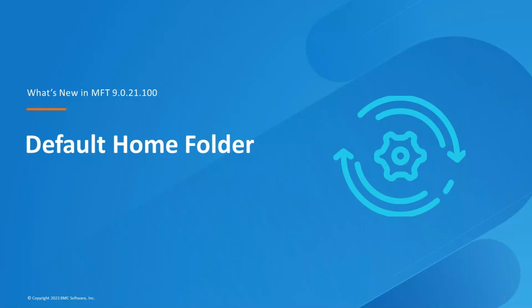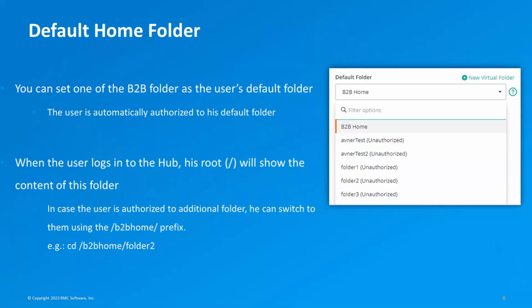Now let's talk about the default home folder. Another new feature in MFTE 21 Fixpack 1 is that now you can define one of the B2B folders as a user's default home folder. You can also create a new virtual folder as a default folder, and the user is automatically authorized to his default folder. By default, the default folder for each user is B2B home.